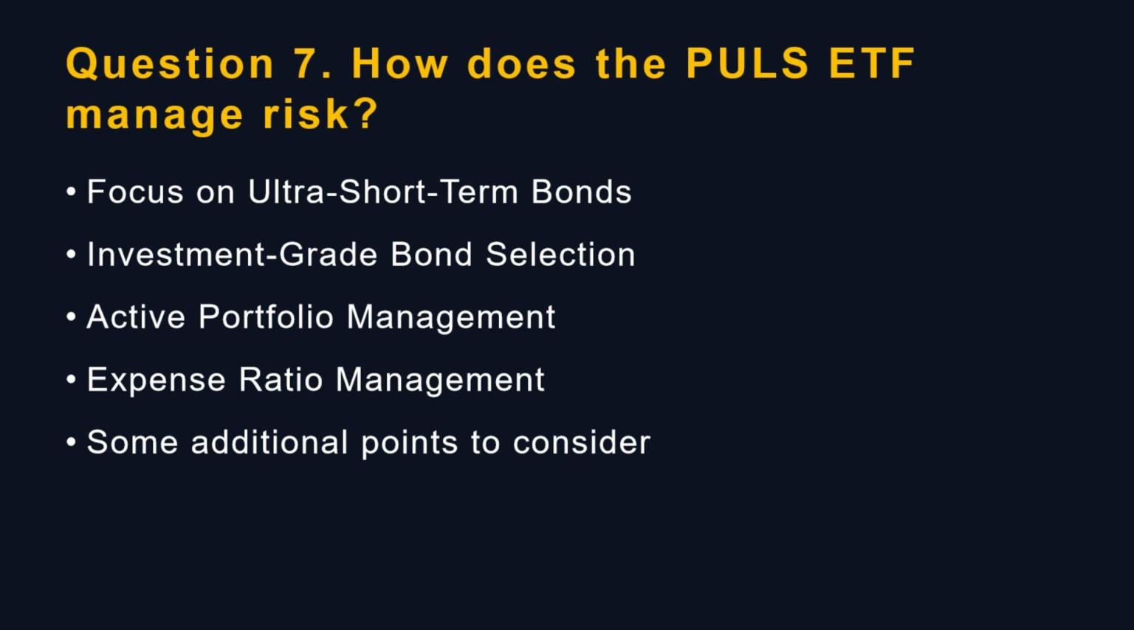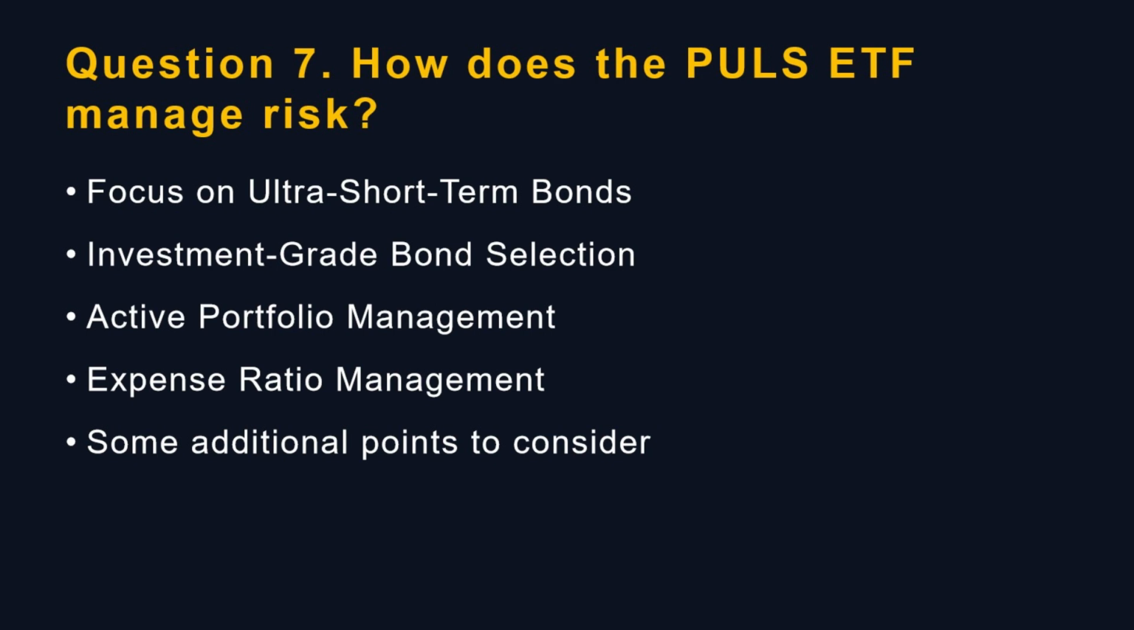2. Investment-grade bond selection. Credit risk mitigation. PULS primarily invests in investment-grade bonds. These are bonds issued by governments or companies with a high credit rating, indicating a lower probability of default, failure to repay the principal or interest. By focusing on these higher quality bonds, PULS aims to minimize the risk of losses due to defaults.